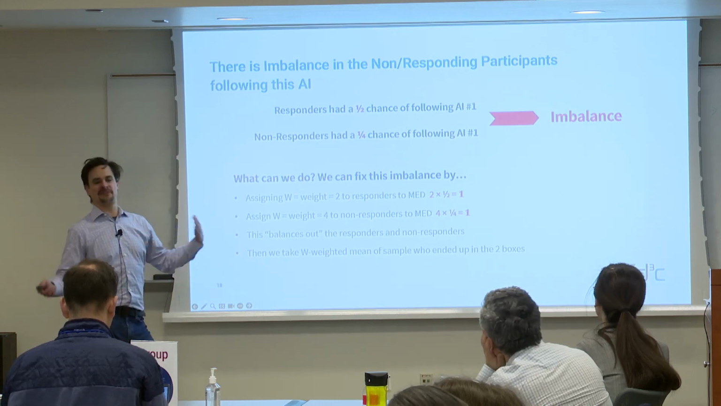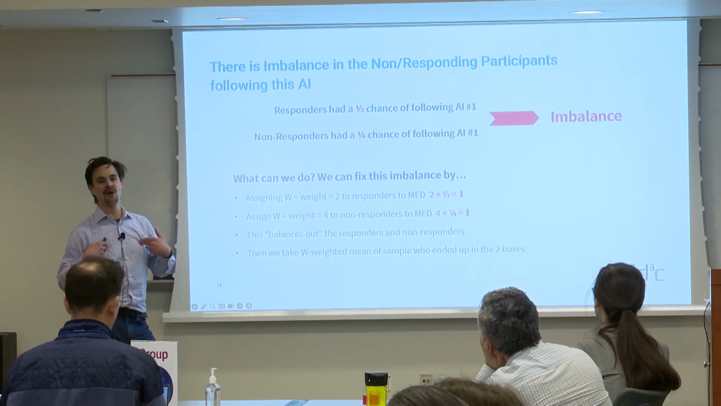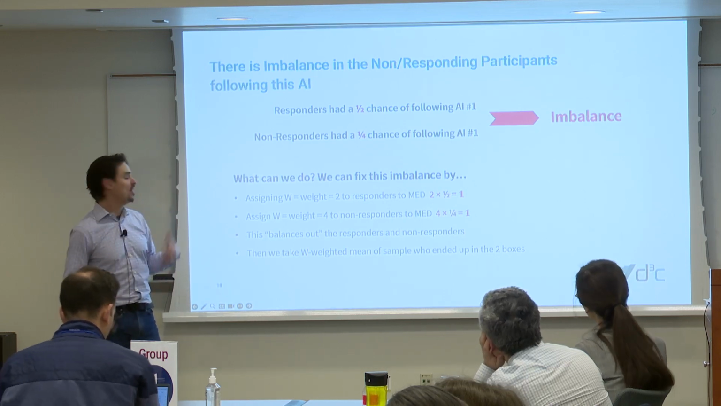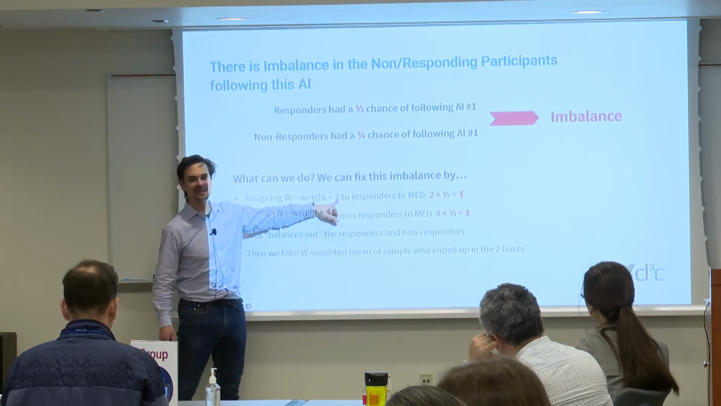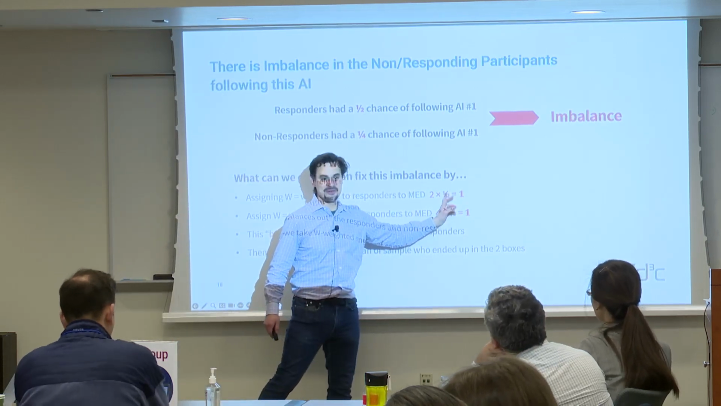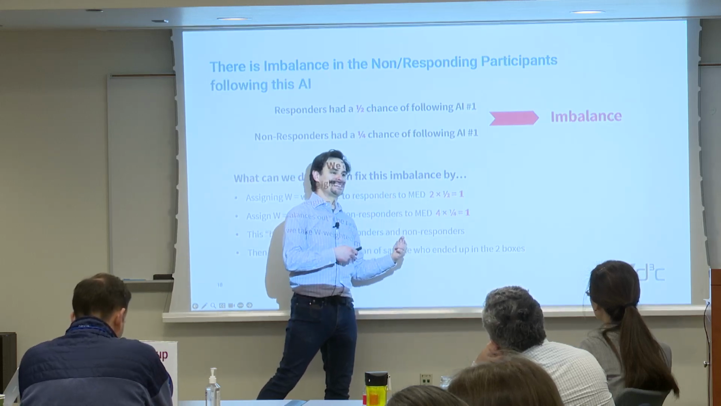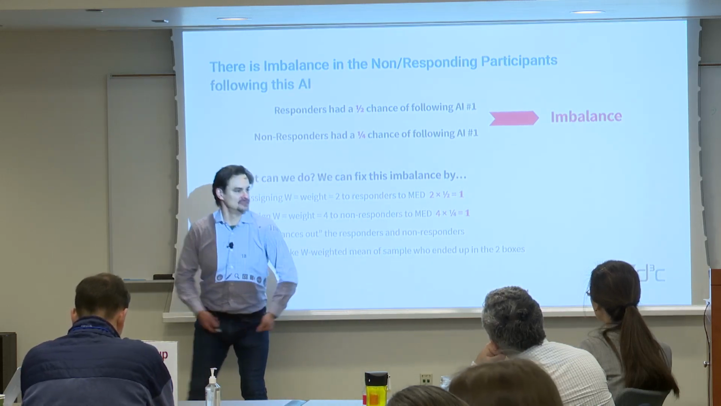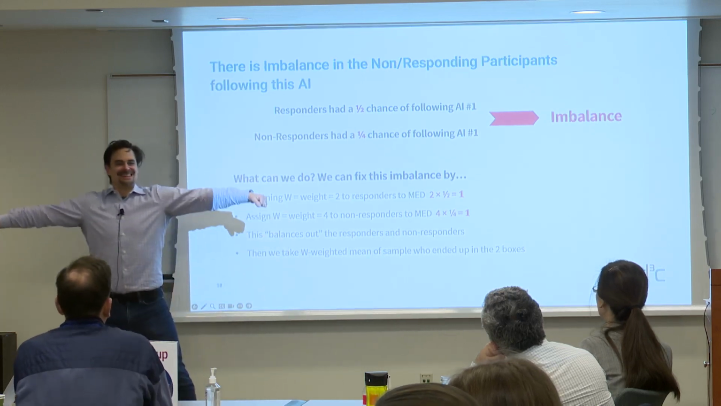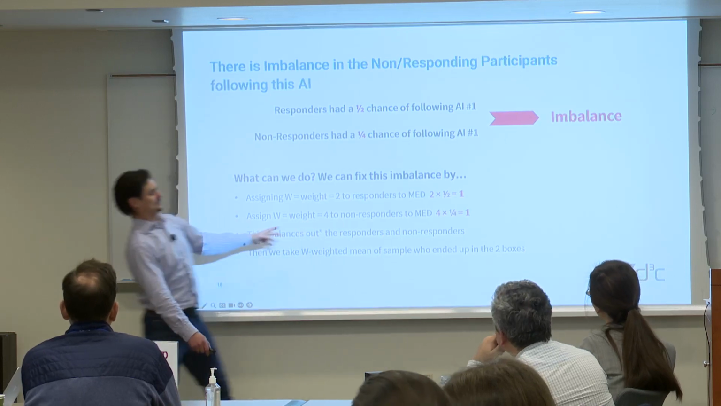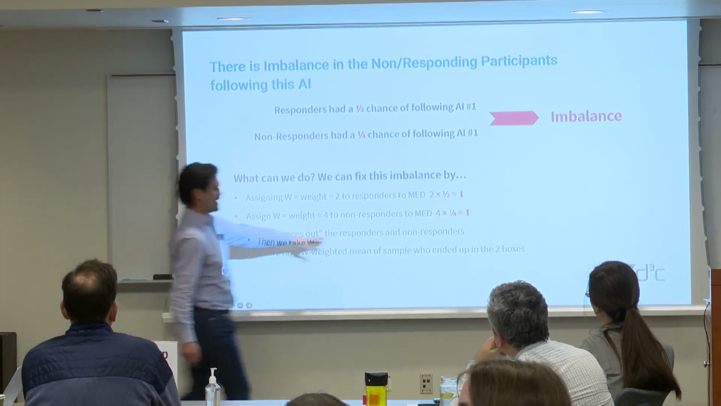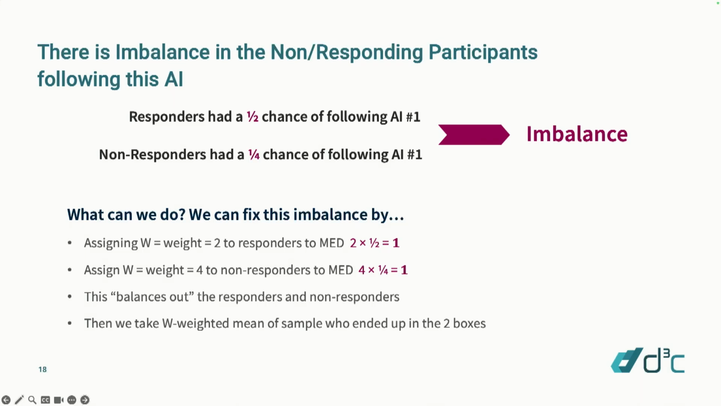This is so easy to fix because I know and I created the over and under representation. All you do is really simple. You give all the responders a weight of 2 because they're a little half, remember it was half? If I give them a weight of 2, what did I do? I doubled them, right? And then I give the non-responders, what do I give them? I give them a weight of 4. I quadruple them. And now I'm back to normal, right?